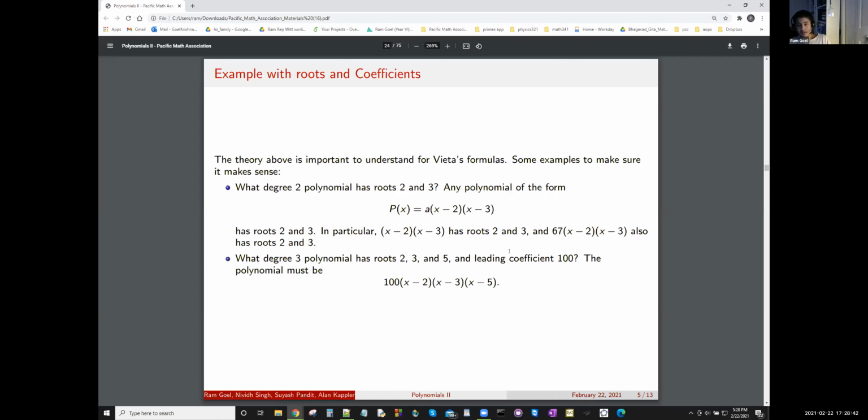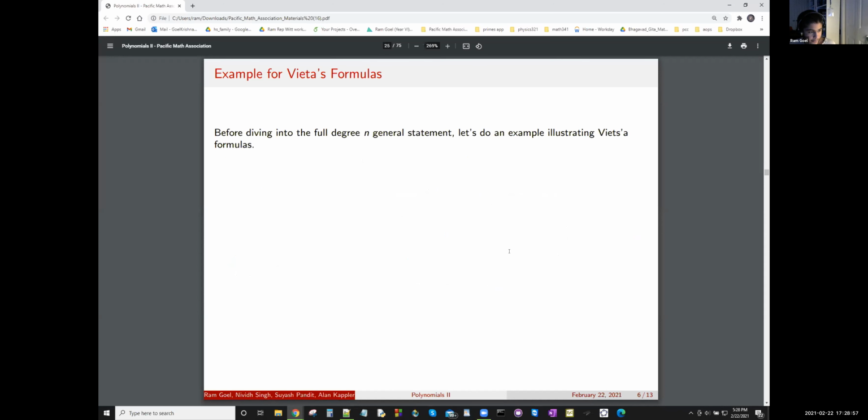All right, so like Alan said, these were just some examples to make sure you understand in concrete terms the relation between, if I just tell you what the roots are, can you write down the polynomial as a product of some terms? So now Vieta's formulas, like I said, is going to relate the roots of a polynomial to the coefficients. So let's do an example.